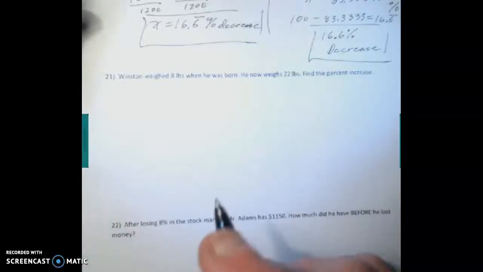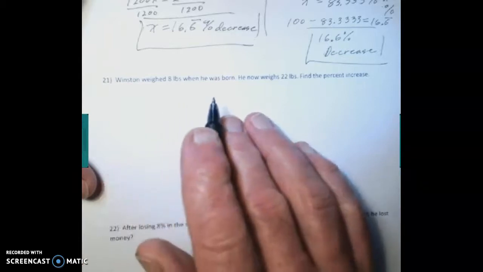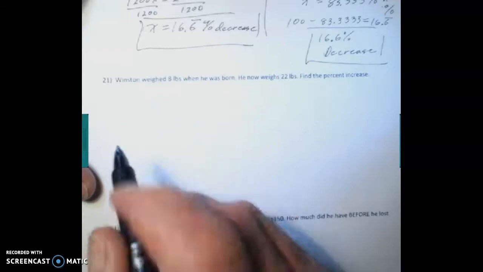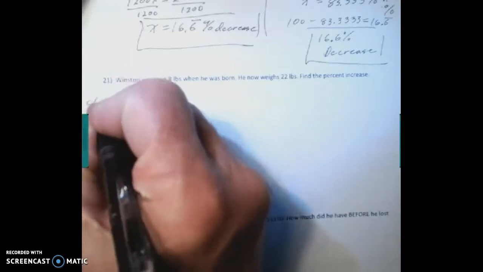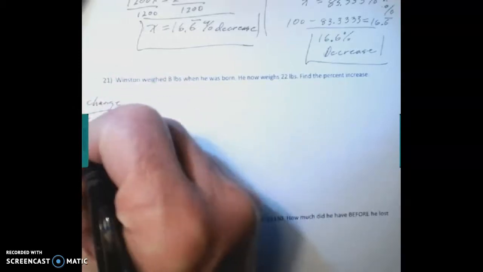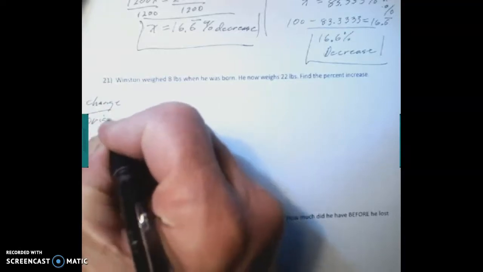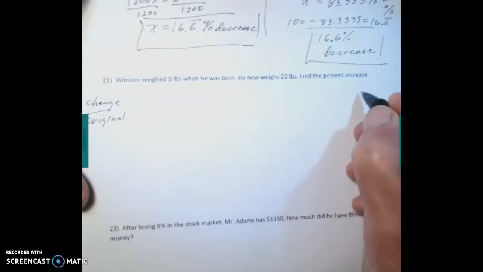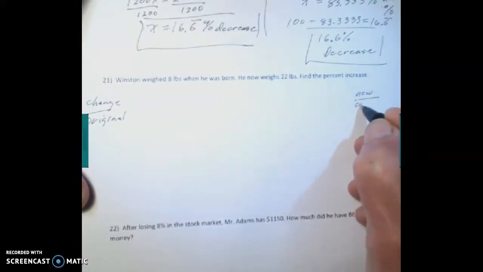Unit 6 Test Study Guide, question number 21. Still in the percent change section, and as I said last time, two ways to think about it. Change over the original, or you can do it as the new amount over the original amount, or the old amount.